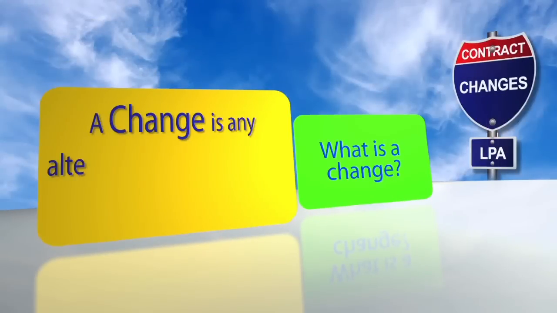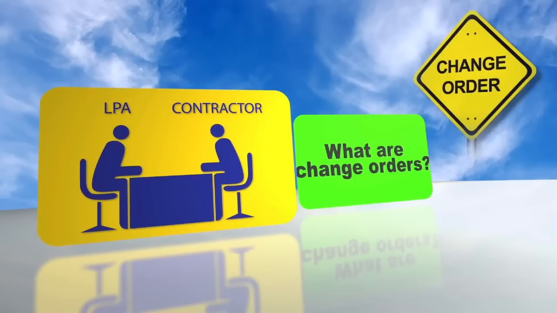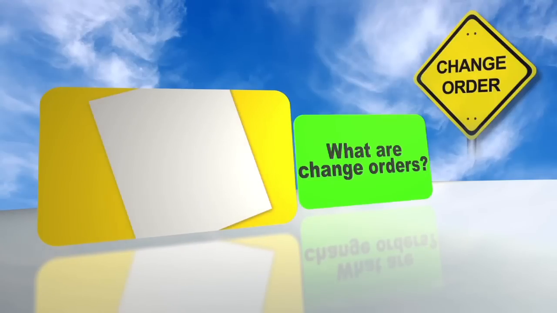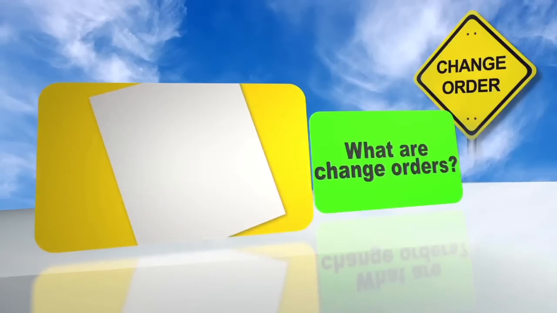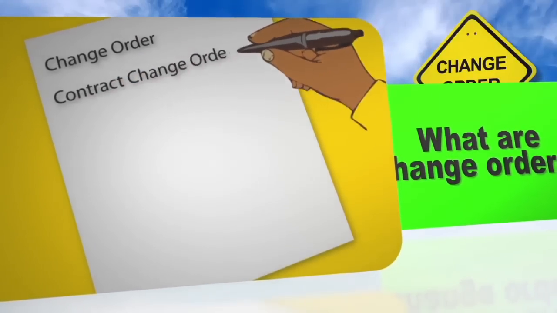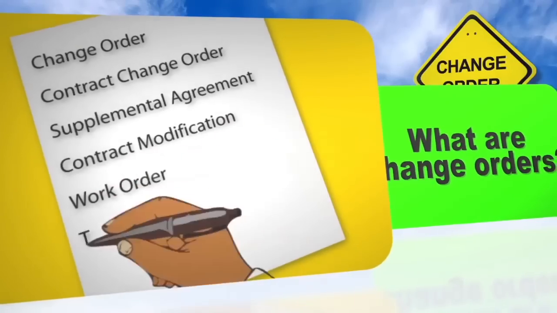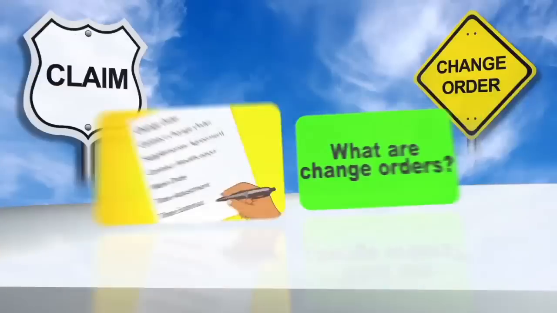A change is any alteration to the original construction contract. Change orders are negotiated agreements with the contractor that affect the cost, schedule, design details, or specification requirements, or any combination of these. Not every agency uses the same terminologies for contract changes. Other common terms used to refer to contract changes are change order, contract change order, supplemental agreement, contract modification, work order, and time adjustment or time extension.